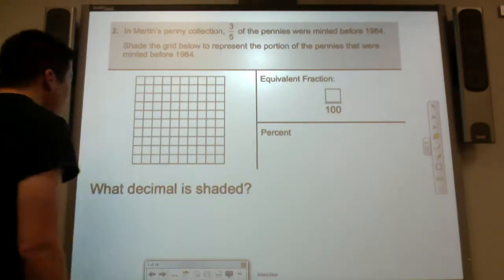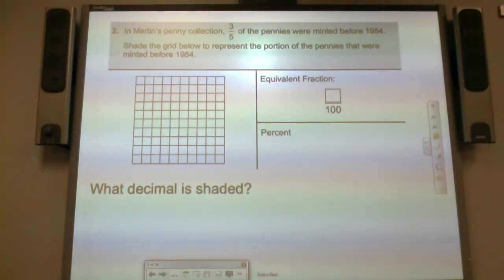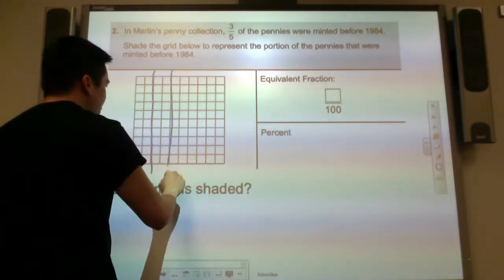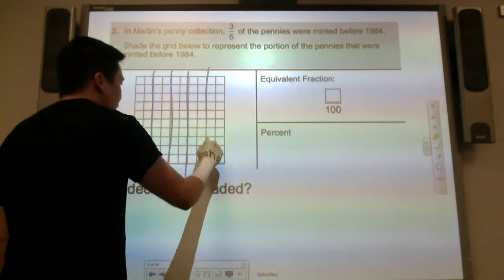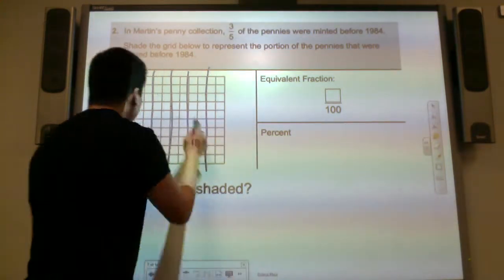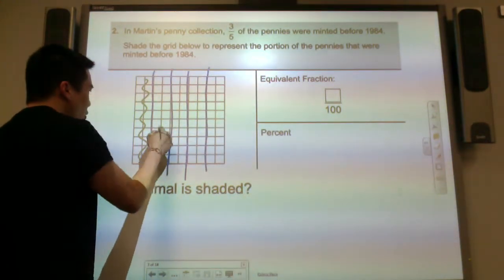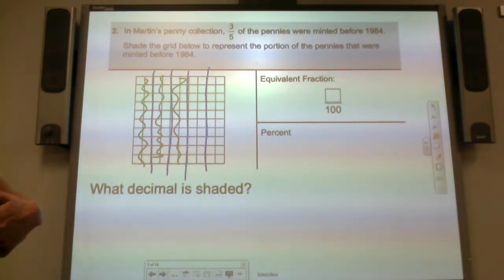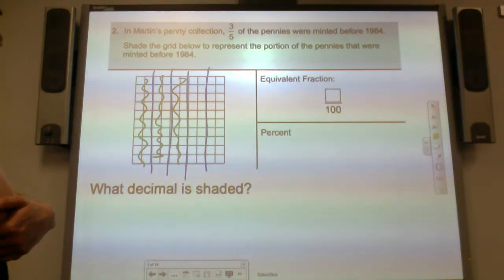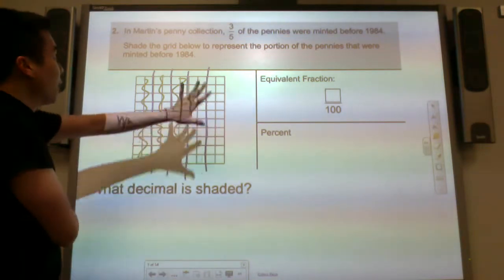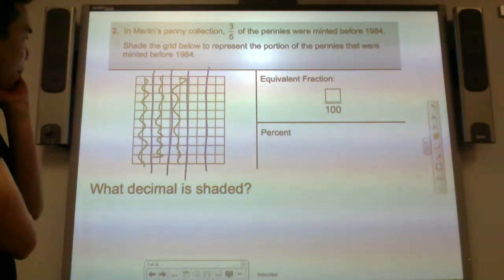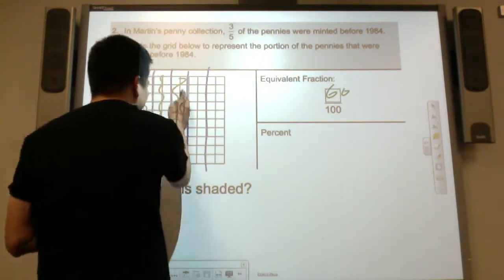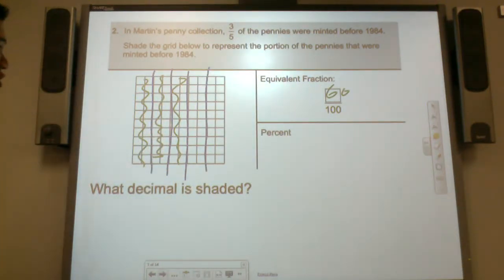In the next example, Martin's penny collection, 3/5 of the pennies were minted. So let's break this into 5 groups. So 3/5 of it were minted. So use this grid to show me this. Out of the 100 pennies, how many were minted? 60 of them were, because I shaded in 60 of the 100 squares.